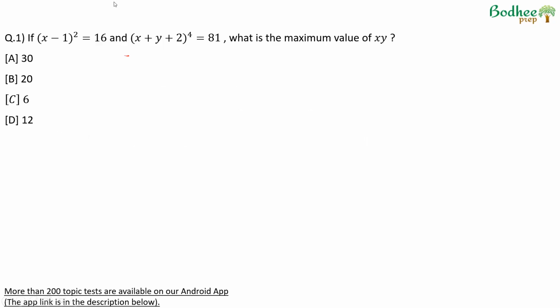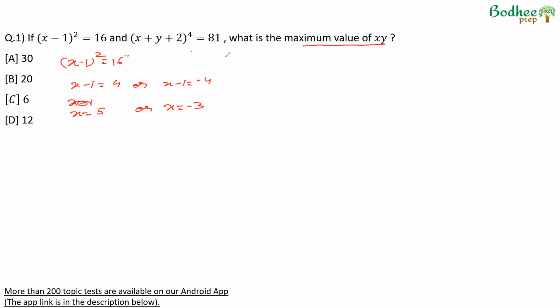If we look at the questions, it says (x minus 1) square is 16, (x plus y plus 2) raised to power 4 is 81. What is the maximum value of x into y? So from here I can say, since (x minus 1) square is equal to 16, taking the root on both sides, x minus 1 will either be 4 or x minus 1 will be minus 4. And therefore from here we can say x minus 1 equal to 4 means x is equal to 5, or plus minus 4 plus 1, x is equal to minus 3.